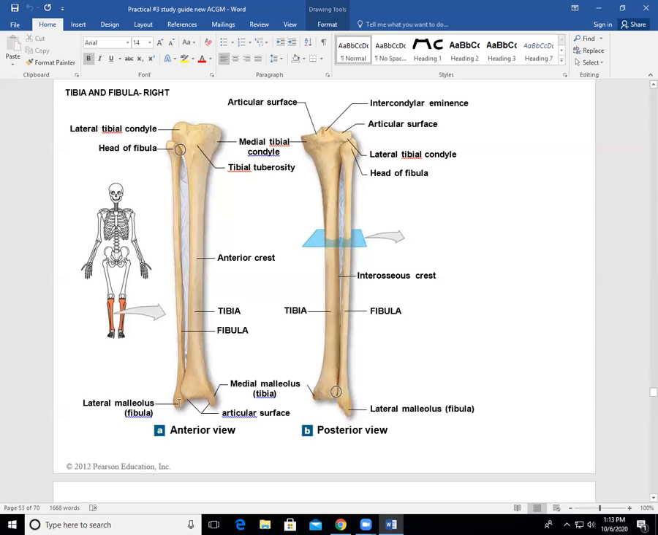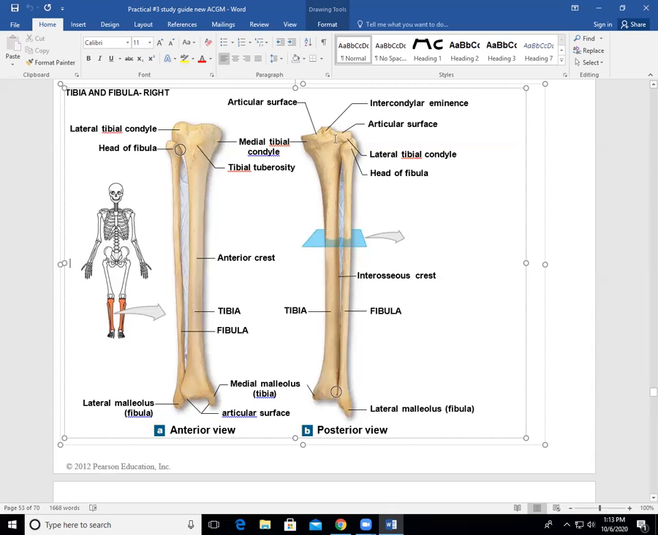And this surface on the distal end is called an articular surface. Why do you think it's called an articular surface? Because it articulates with what bones? The bones in your ankle, the tarsal bones. On the fibula, you need to know it has a head and a lateral malleolus. The space between the tibia and the fibula is your interosseous crest.